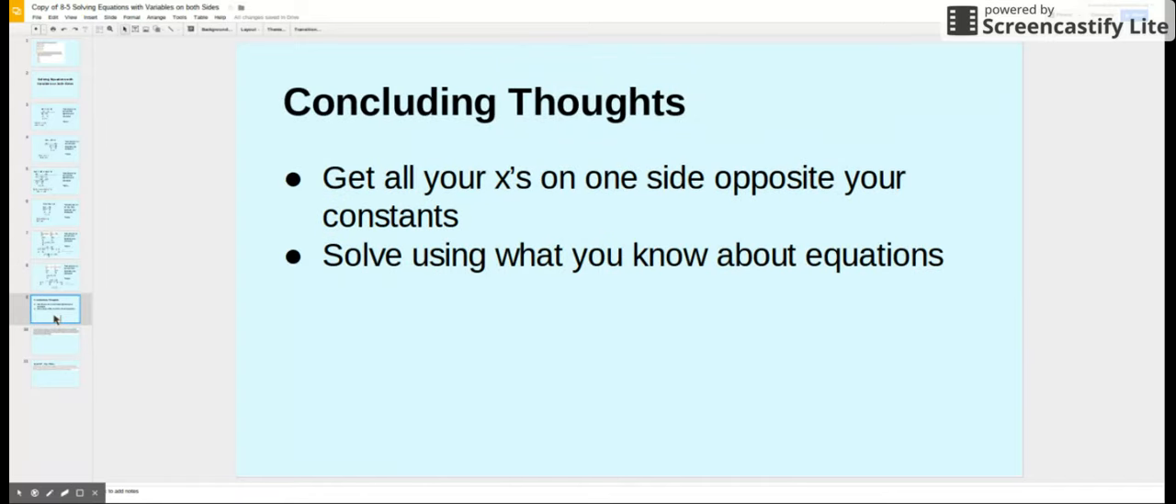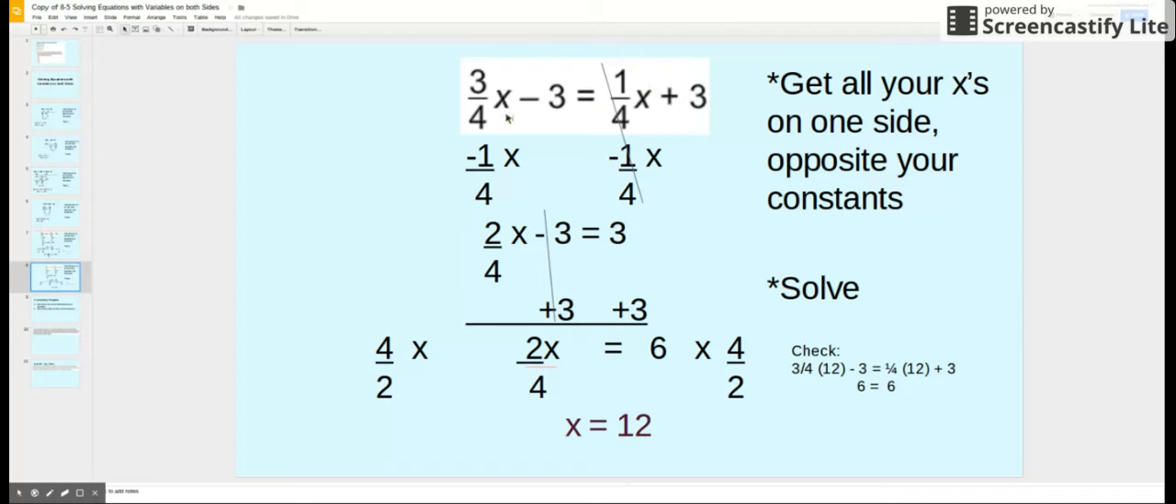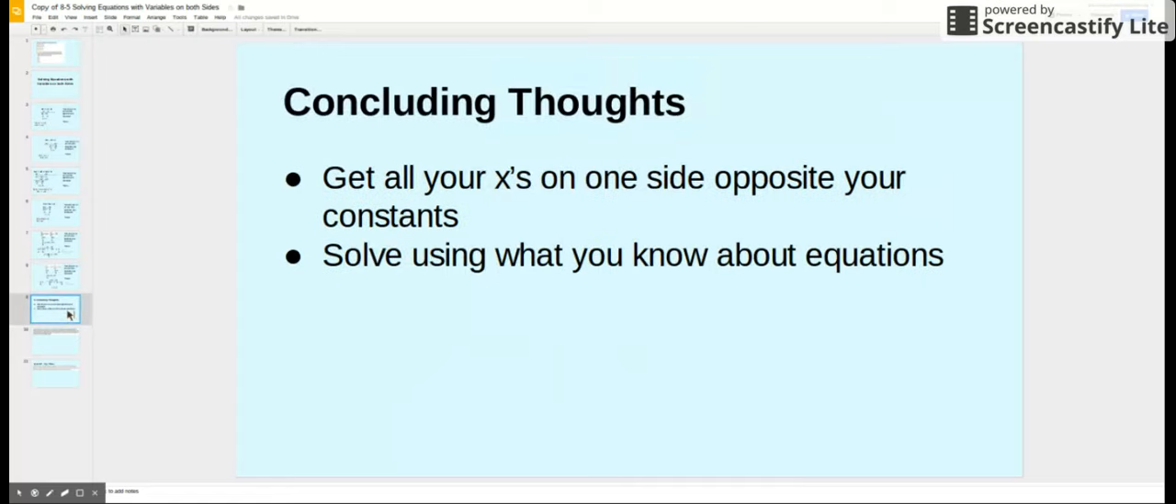So some concluding thoughts. You want to start off by getting your x's on one side opposite your constants, and then you want to solve using what you already know about equations. It doesn't really matter which x's you want to move first. Like in this case, you could have subtracted 3/4 x, but you would get negative x's, which is not bad. You can still play around with negatives. I would just prefer not to.